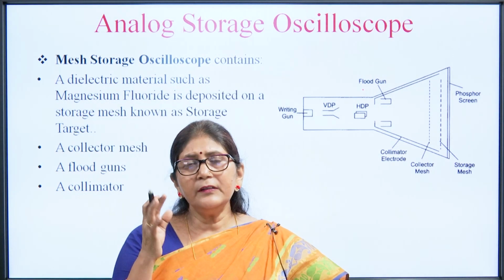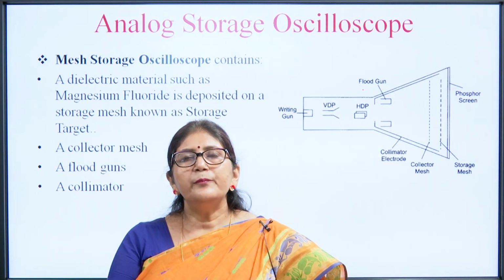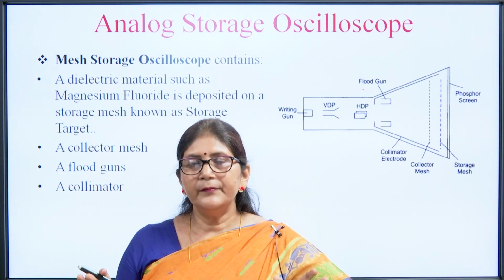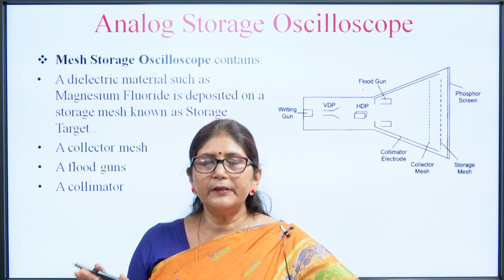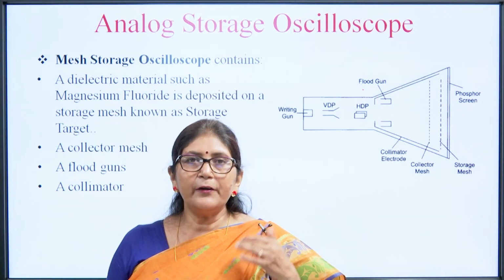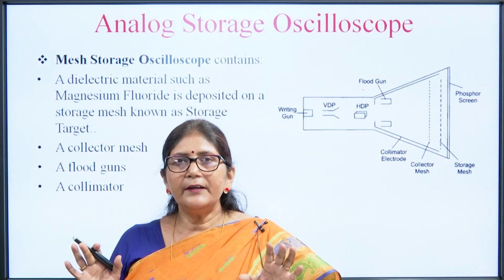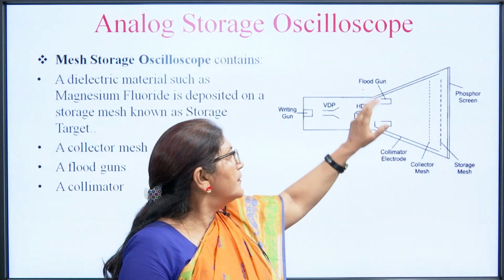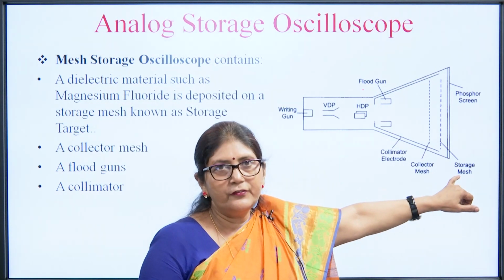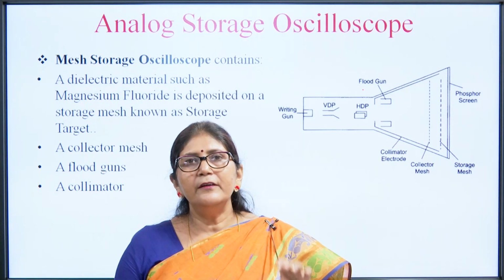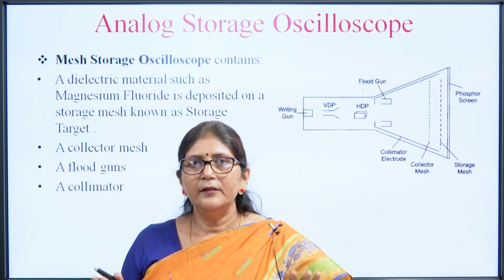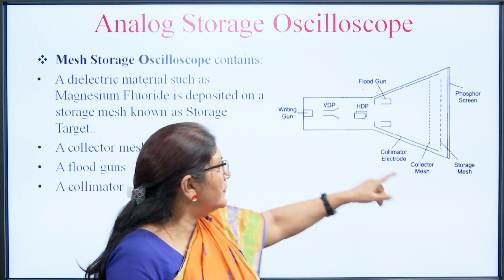So, this is the mesh storage oscilloscope. The mesh storage oscilloscope has all the facilities that a normal CRO has. The only difference is that, apart from the vertical deflection plate, horizontal deflection plate and phosphor screen of a normal CRT, it has some extra parts: the flood gun, collimator electrode, collector mesh and storage mesh. So, collector mesh, flood gun, collimator and storage mesh, these are the 4 parts which a normal CRT does not have. So, this is the storage mesh.